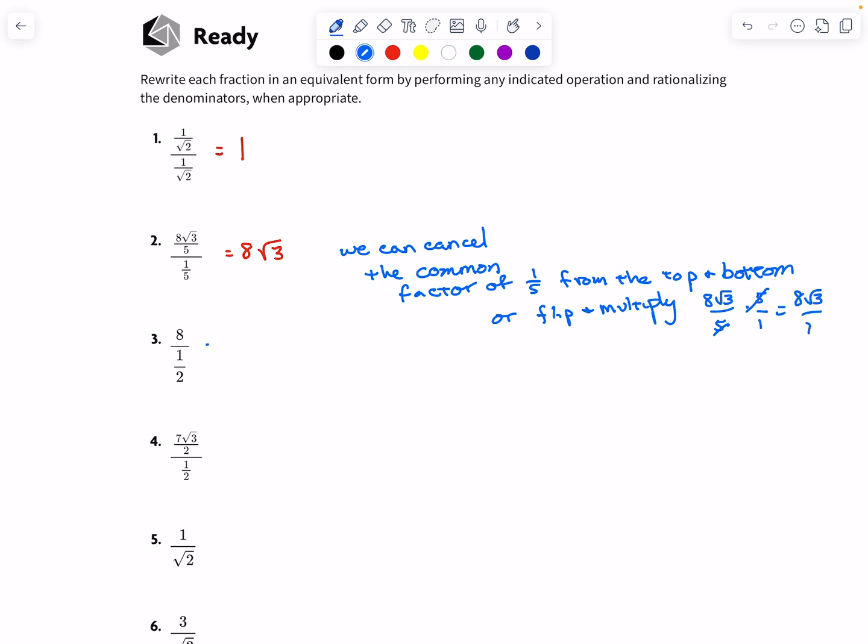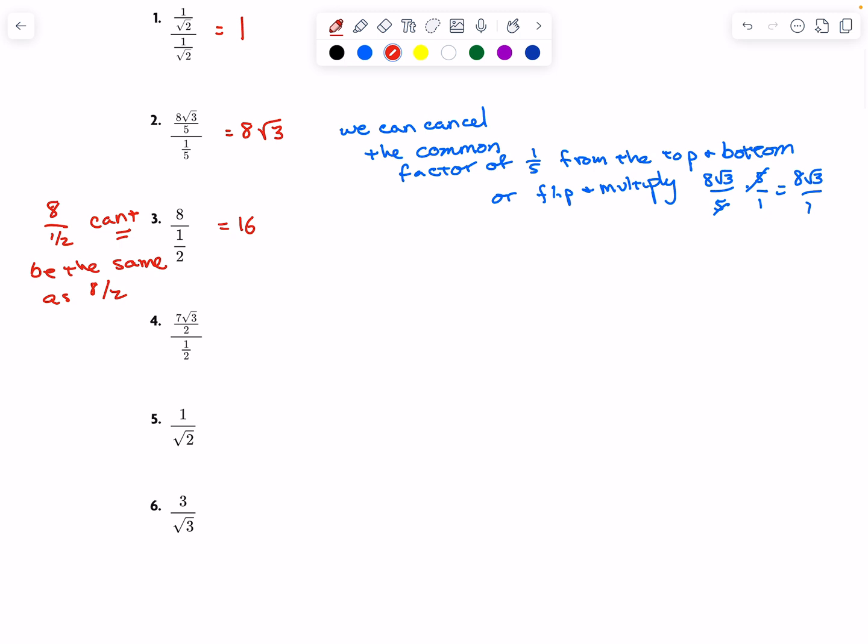Okay. This is 16. How do we know it's 4? 8/1/2 can't be the same as 8/2, right? So it's not dividing by 2. Can't be 4. Cancel the common factor here of 1/2. This one, we rationalize the denominator, which I know you did in math too.